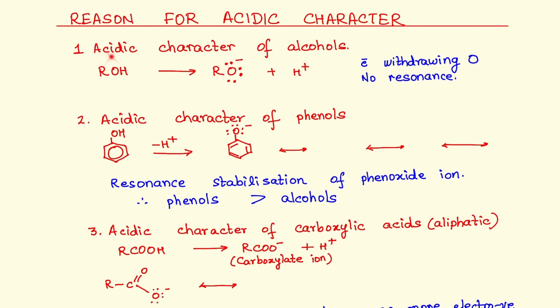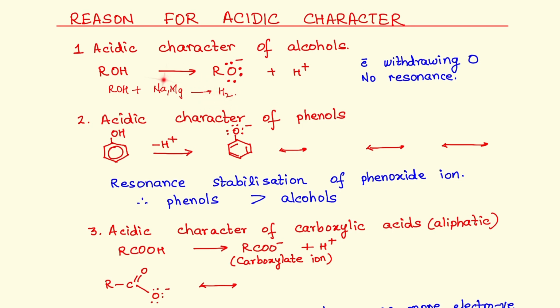So the first one we talk about is the acidic character of alcohol. We remember that alcohols do show acidic character to a small extent. Alcohols do react with very active metals like sodium, magnesium, etc. to liberate hydrogen. Yes, but they don't turn blue litmus to red. They don't react with bases to form salt and water.